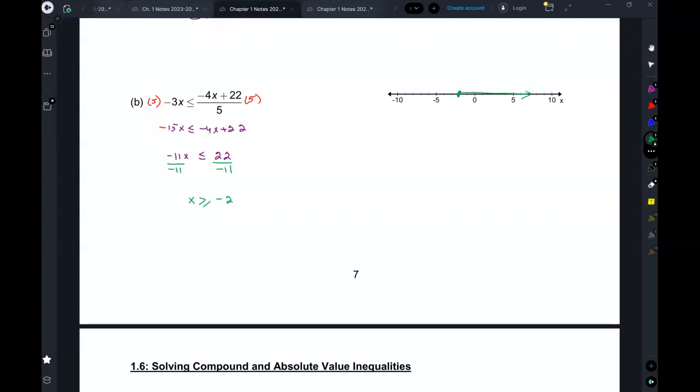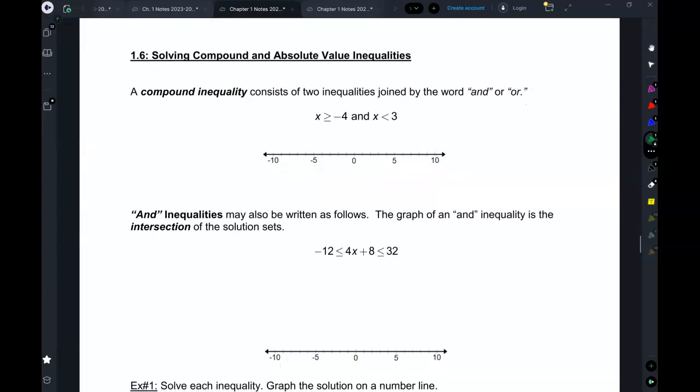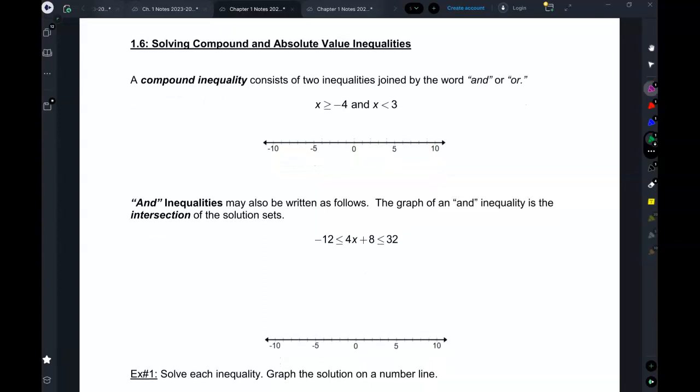Okay, and that's pretty much lesson 5. Okay. So let's move on a little bit to lesson 6. We're going to do the first half of this. Those were all simple inequalities. But when you have a compound inequality, that's when you have two inequalities and two conditions that need to be met. Okay?